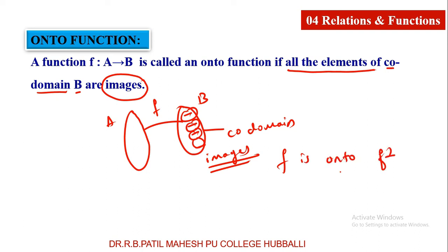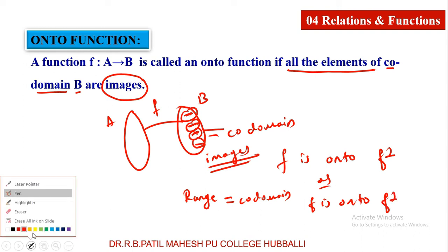And also, students, you can see images. The set of images is called the range. When the range is equal to the codomain, then also we call the function onto.